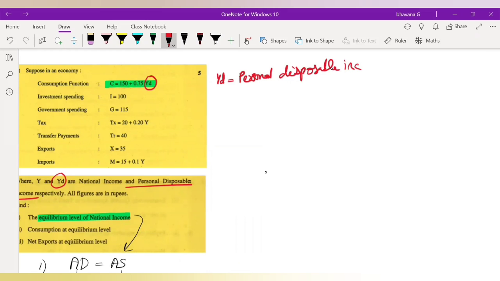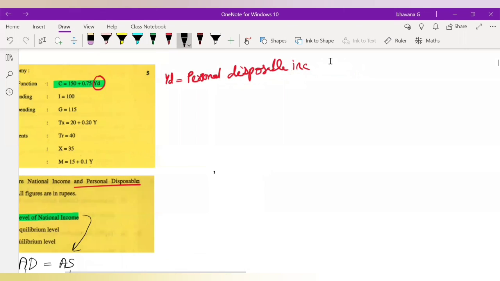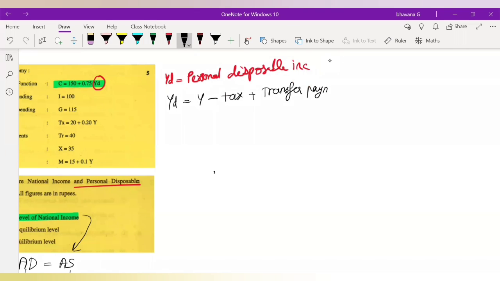Okay, so here what we do is, to find out Y, what is the formula of YD? YD equals income minus tax plus transfer payments. Note down this formula, guys. It is going to be helpful in a lot of places. So how do you find personal disposable income? It is nothing but income minus tax plus transfer payments.